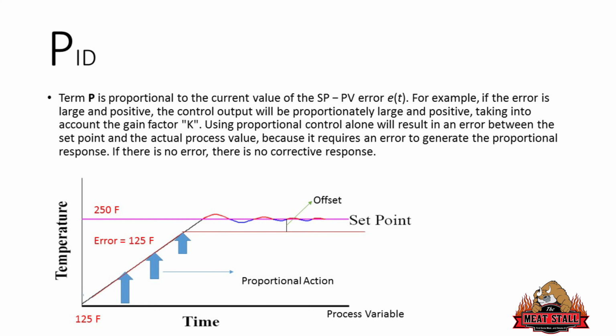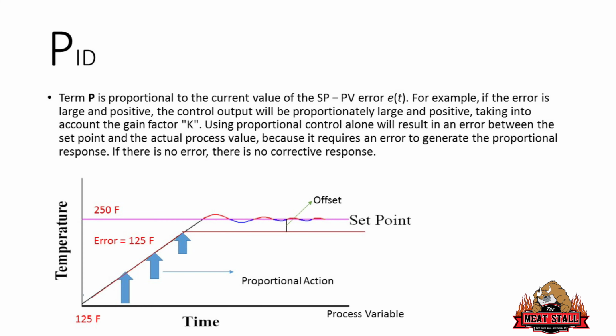Using proportional control alone will result in an error between the set point and the actual process variable, because it requires an error to generate a proportional response. If there is no error, there is no corrective response. If we just had a controller that was proportional, it would take us from, if you see here, 125 as a process variable, and we got 250 here.